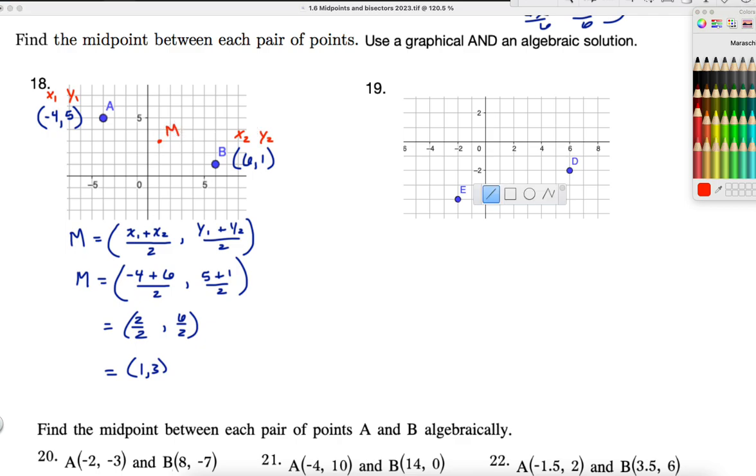Now, these 3 points, A, M, and B, are collinear. They better be collinear. They need to share the same line. So if I draw a line through them, I'll just go all the way across. M better be on there, and it is. And if it's not, it means you made a mistake. So segment AM is congruent to segment BM. M is the midpoint.